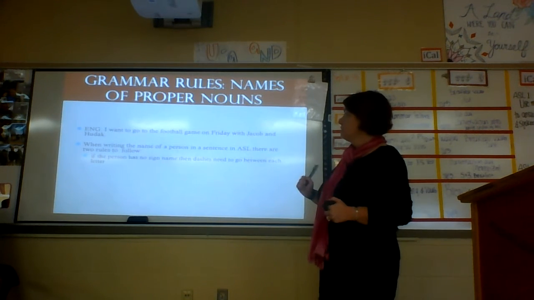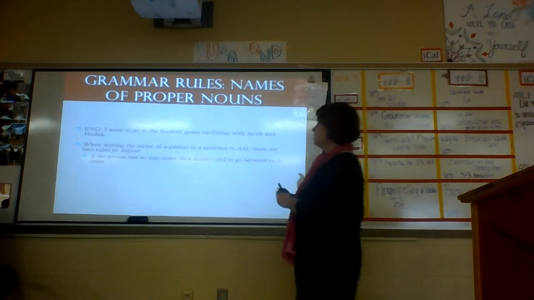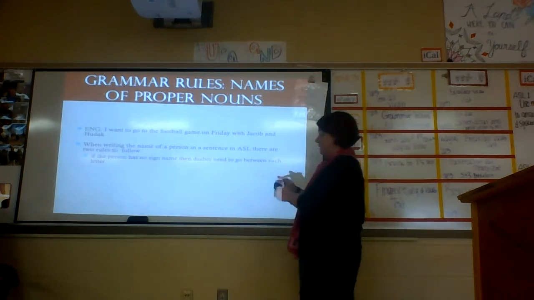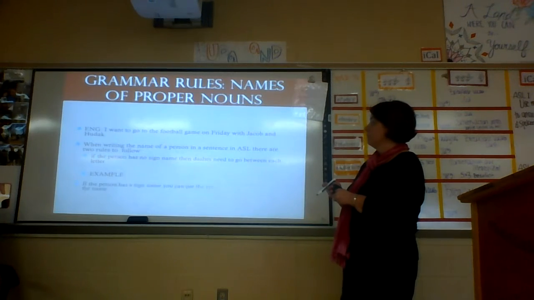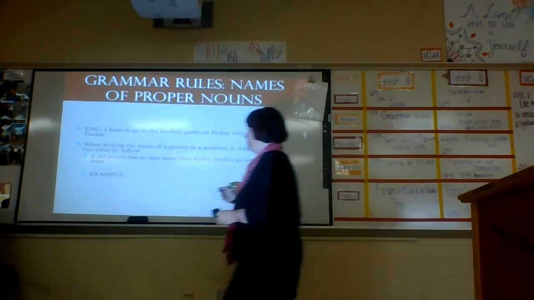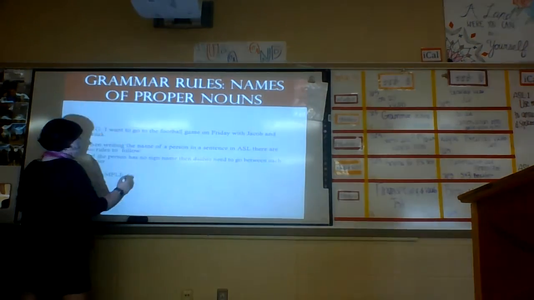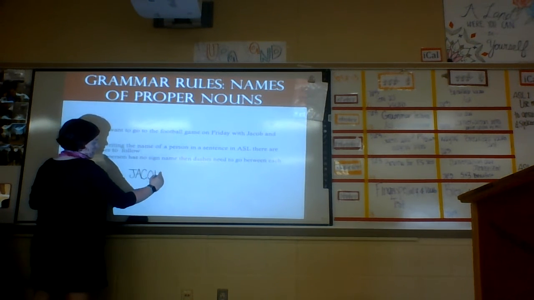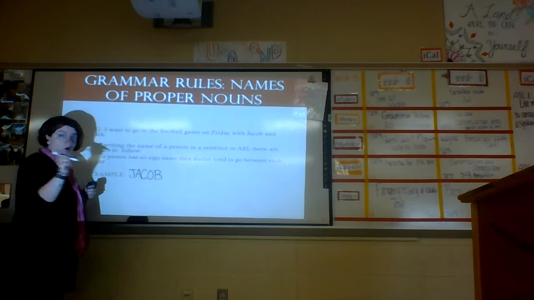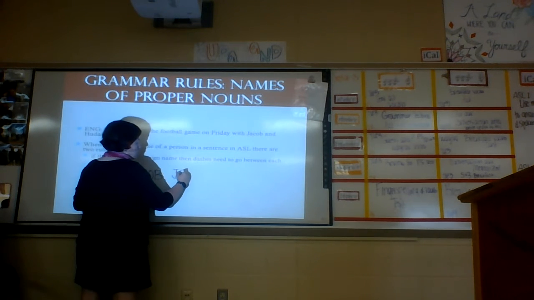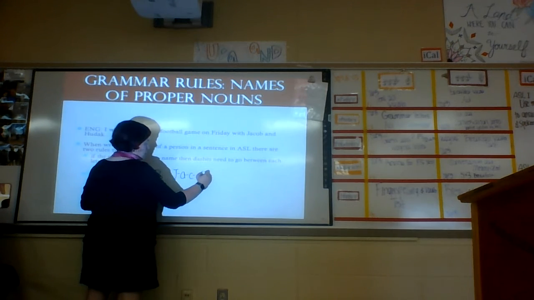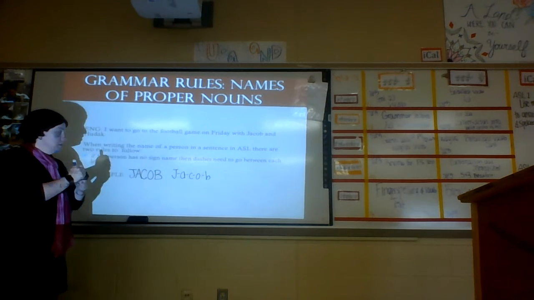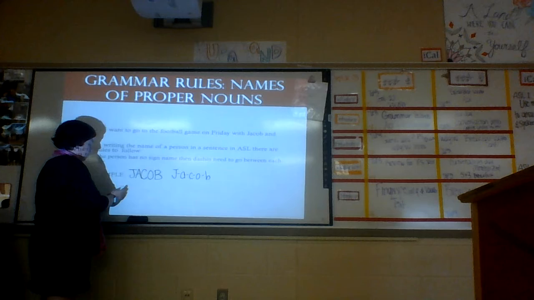If the person has no sign name, then the dashes, or what you can do is all capital letters, need to go between each letter. So here's my example. Let's take Jacob. Jacob doesn't have a sign name. So we have J-A-C-O-B, all in capital letters. Or what you could do is J-A-C-O-B. Both are acceptable. That's up to you which way you prefer to do it.